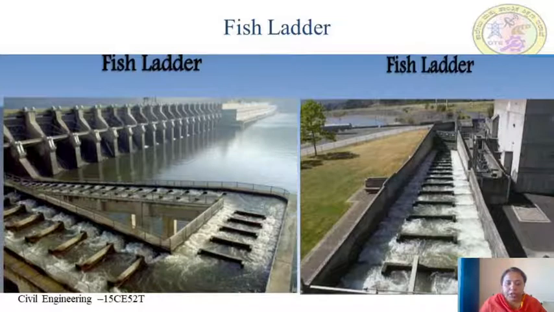Since most fish can travel upstream only if the velocity of flow does not exceed 3 to 3.5 meter per second, the design of the fish ladder should be such that it constantly releases water at a velocity not exceeding this value.